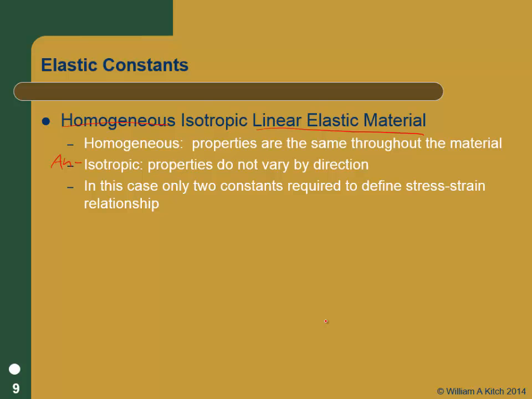If we have a material that is homogeneous and isotropic and linear elastic, we only need two constants to describe its stress-strain behavior in 3 dimensions. Any two of the elastic constants will do. So we'll talk about those now.